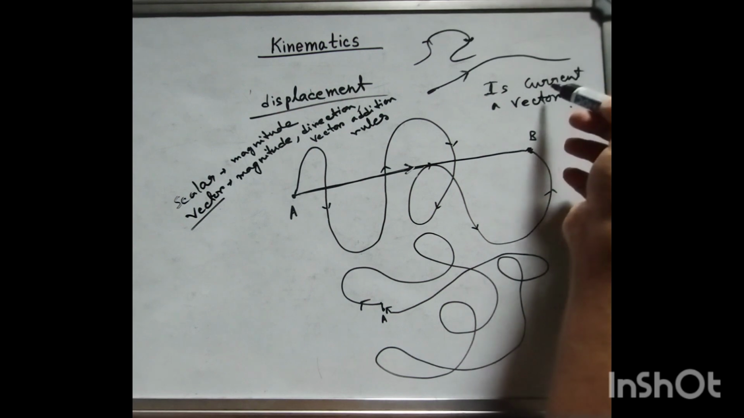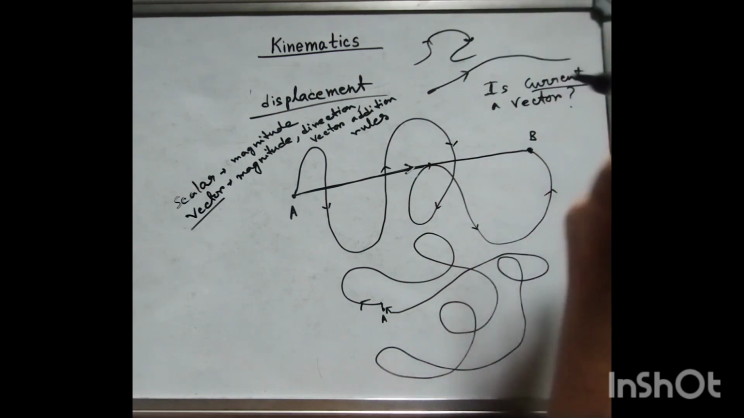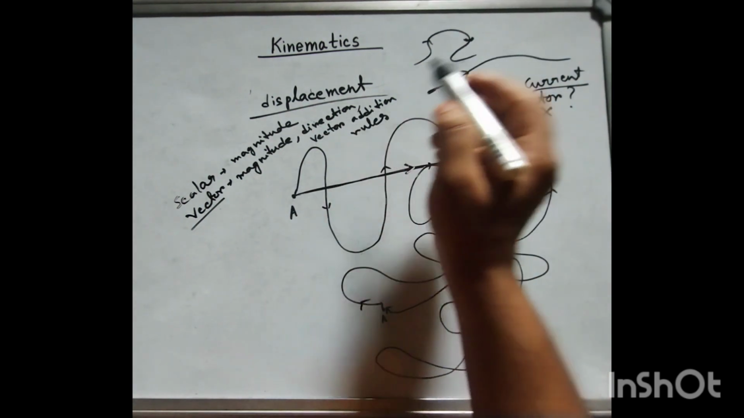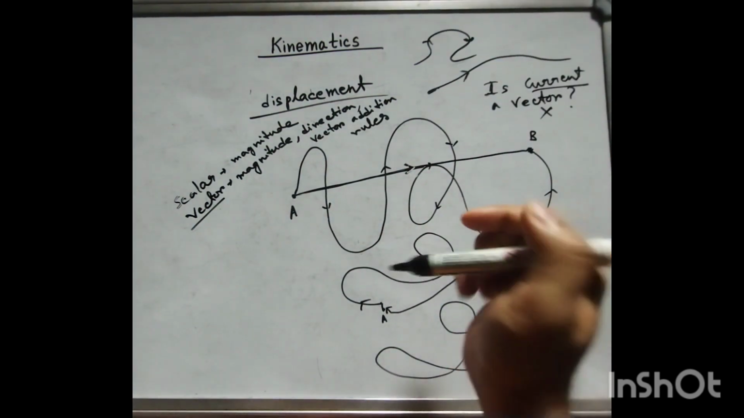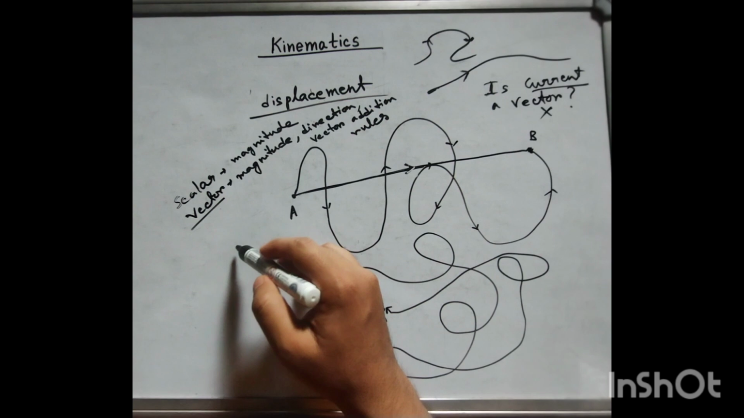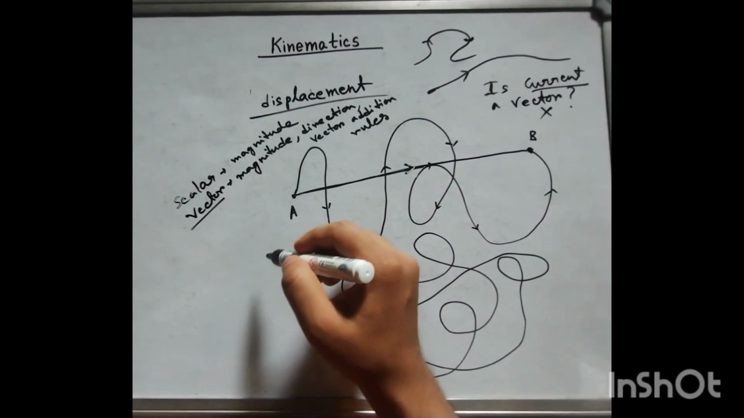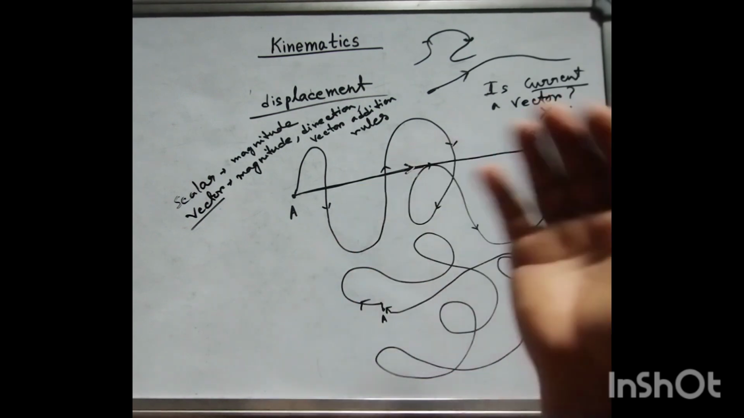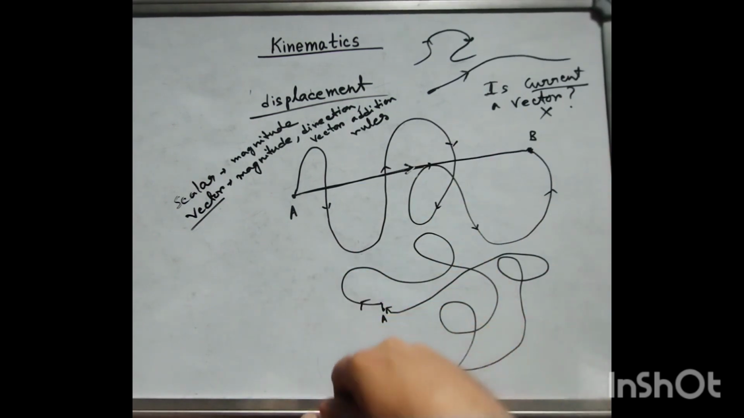This current does not follow vector addition rules, so this is not a vector. What are vector addition rules? There are two rules. One is the parallelogram law and one is the triangle law, and we will learn it later.